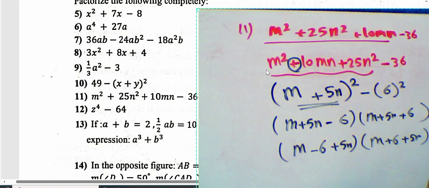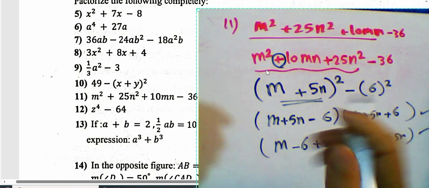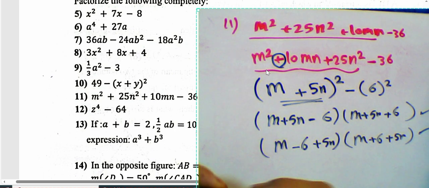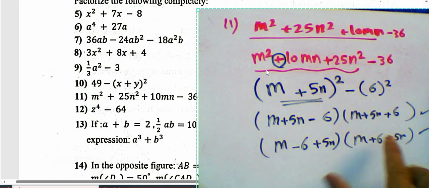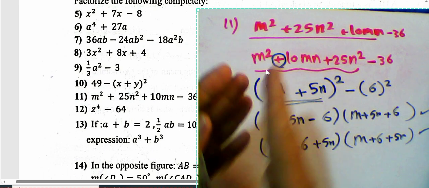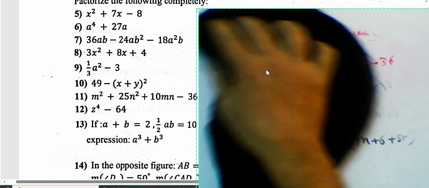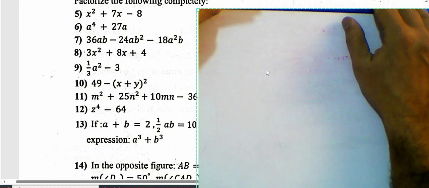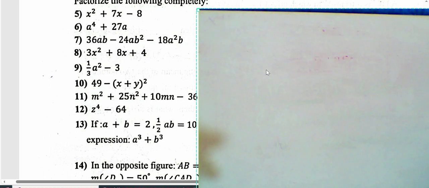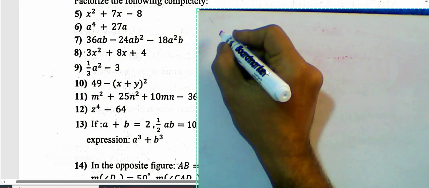Is it this or this? You can write either, because in the exam, if he gives you the question, he may give it in this form or this form as well. But the solution must use this method to find the answer. Next question. Number 11. Okay, number 11 finished.